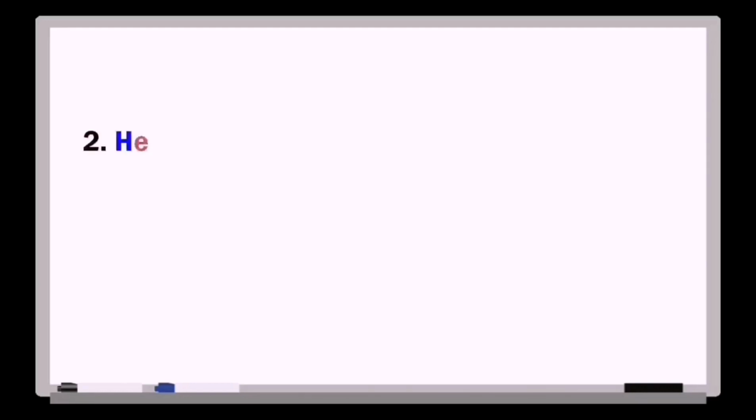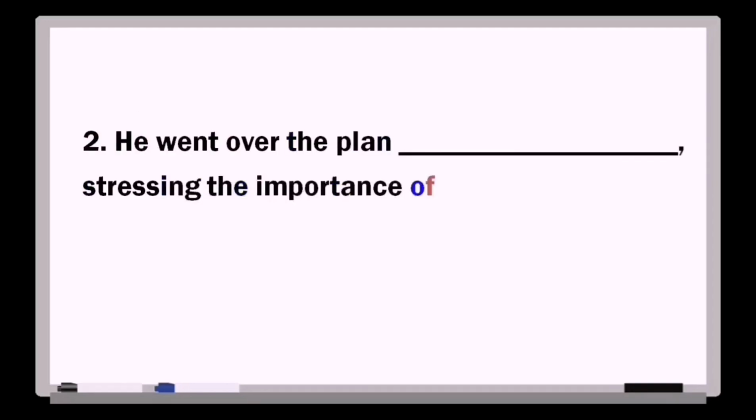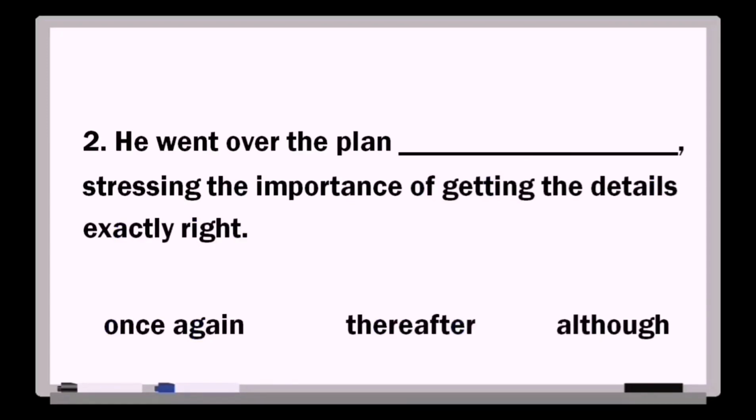For our next item, number 2. He went over the plan blank, stressing the importance of getting the details exactly right. What is your answer? Perfect! That's correct. The answer is once again. We use once again to manifest similar action that was being done by the subject of the sentence.